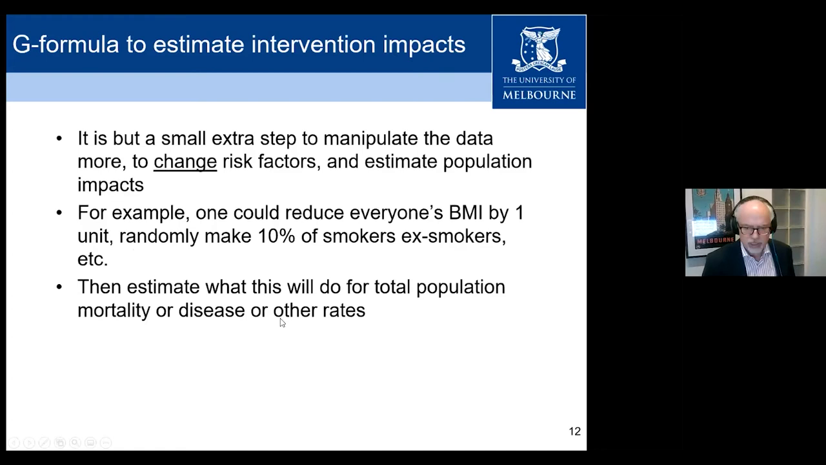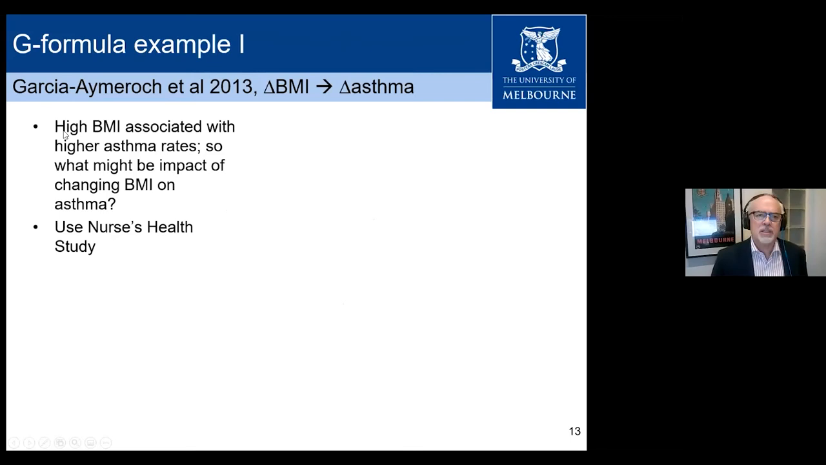So here's an example, nearly 10 years ago now. Garcia, I can't pronounce this properly, Murak, somebody else will know exactly how to say that. So high BMI is associated with high asthma rates. So what might be the impact of changing BMI on asthma? So some of you would have seen this paper. It uses the Nurses' Health Study, so one of the world's best repeated measures, longitudinal studies.